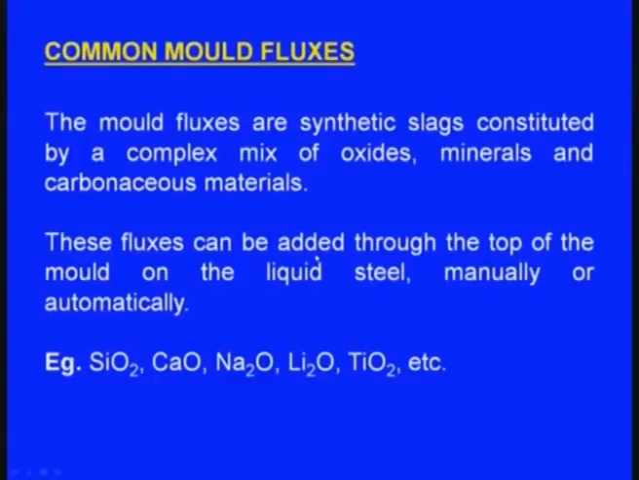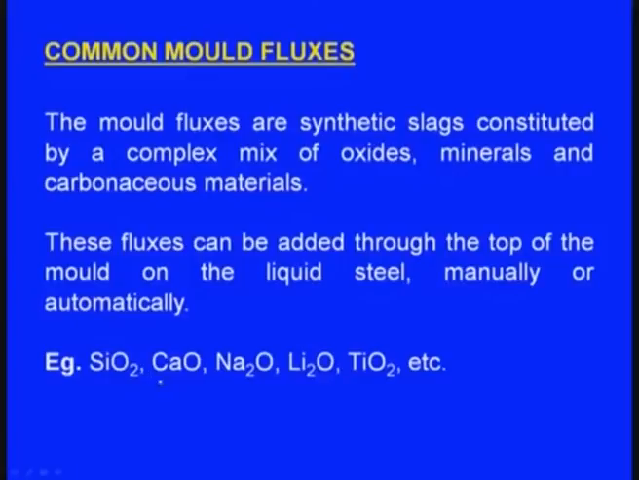We use the mold fluxes in the continuous casting. So, how are these added? These fluxes can be added through the top of the mold on the liquid steel manually or automatically. Yes, in the tun dish we pour the molten metal from the furnace or from the ladle. Just above the tun dish we place these fluxes manually or automatically. What are the common fluxes? It can be silicon dioxide, calcium oxide, sodium oxide, lithium oxide and titanium dioxide. So, a mix of any of these can be used as the mold fluxes.